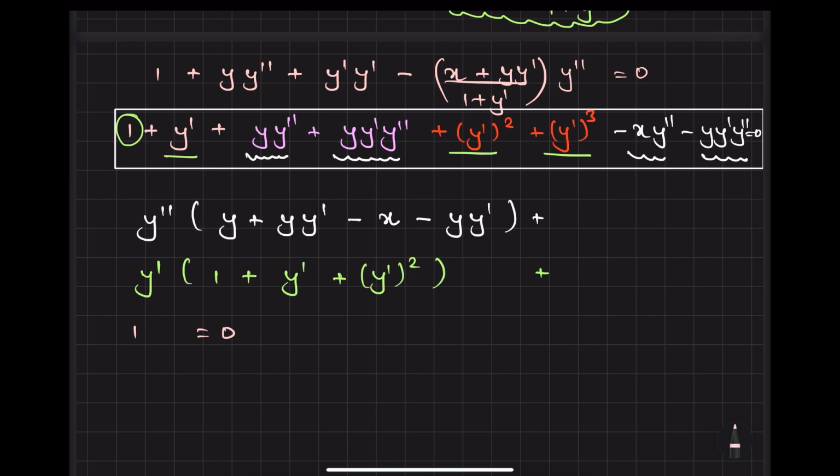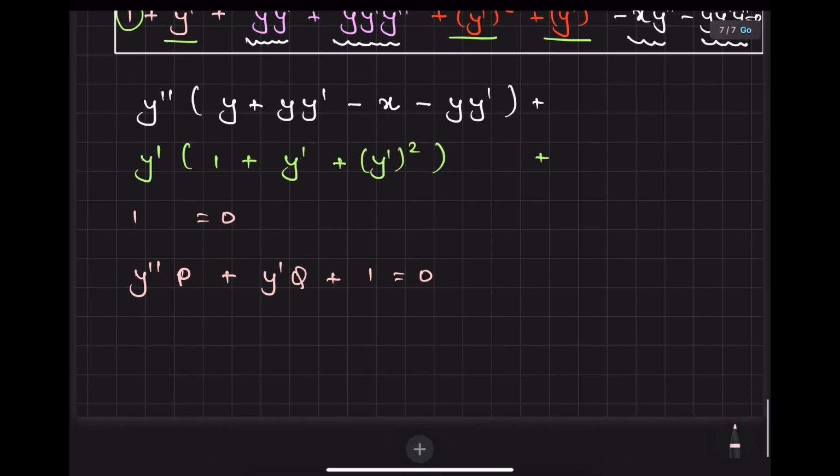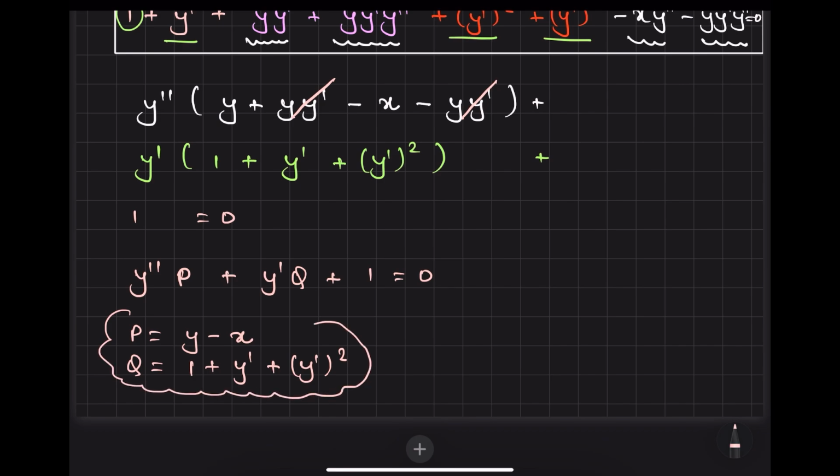Now you can compare, like they have told you guys, y double dash p, y dash q plus 1 equals to 0. Now you can say that p is equal to y minus x and q is equal to 1 plus y dash plus y dash square. So this is our p and q.